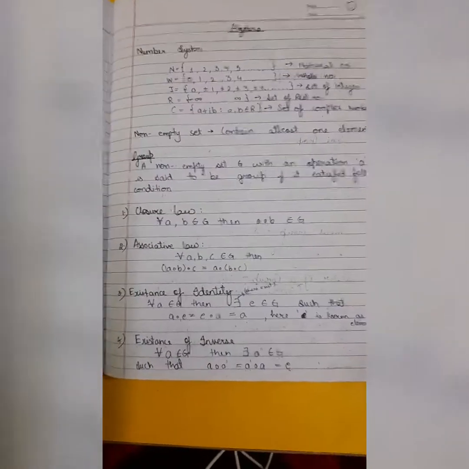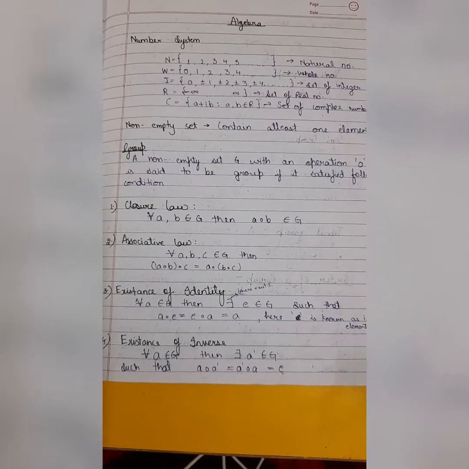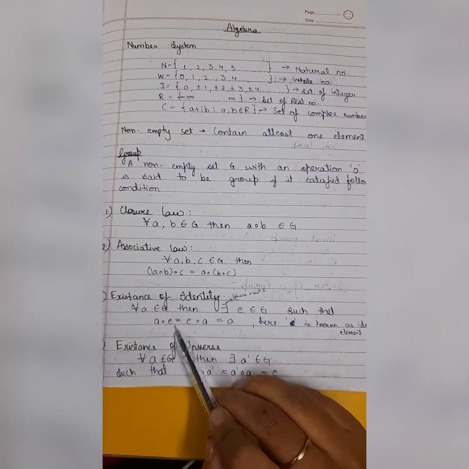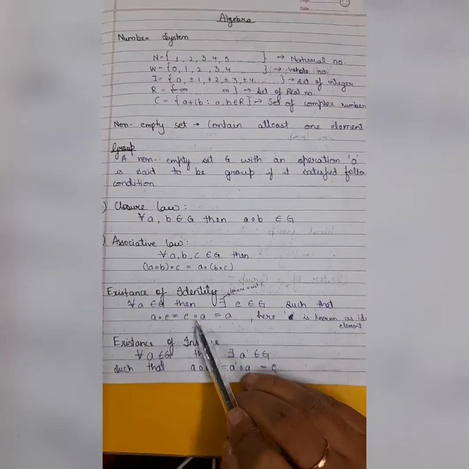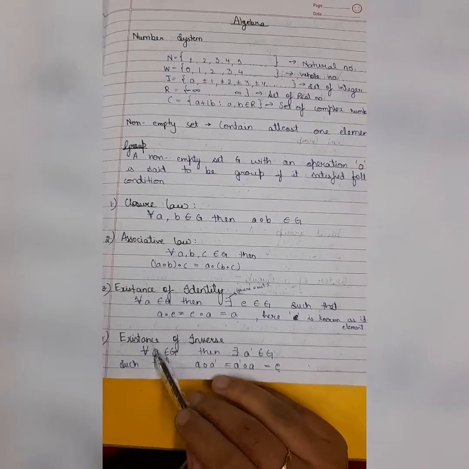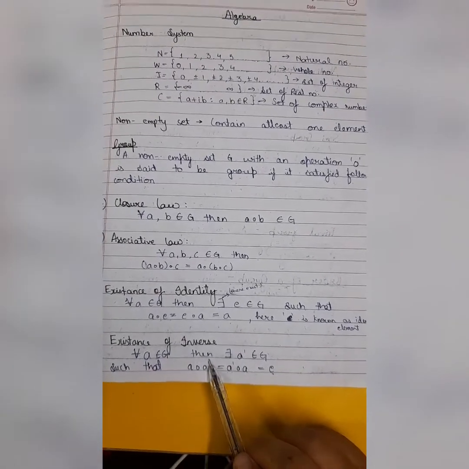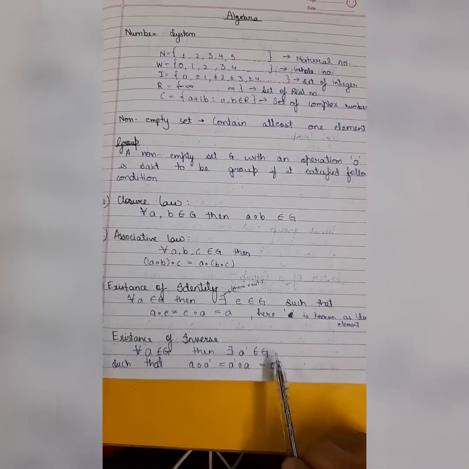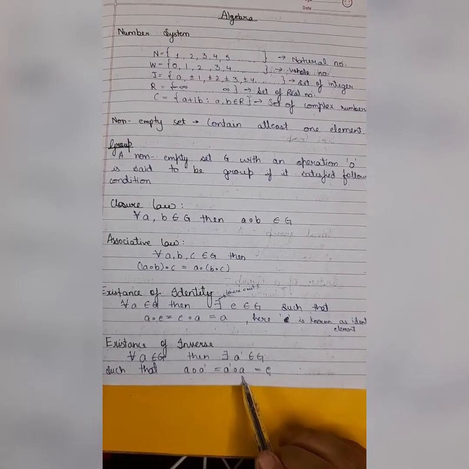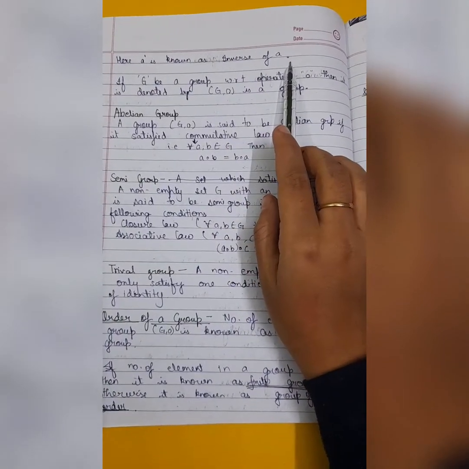Now the third is existence of identity. For every a belongs to G, there exists e that belongs to G such that a operation e is equal to e operation a, which is equal to a. Here e is known as the identity element. Now the fourth is existence of inverse. For every a belongs to G, there exists an a inverse which also belongs to G such that a operation a inverse is equal to a inverse operation a is equal to e. Here a inverse is known as the inverse of a.